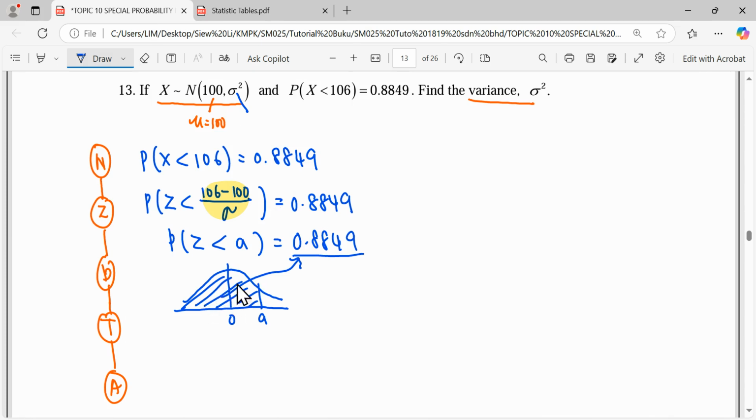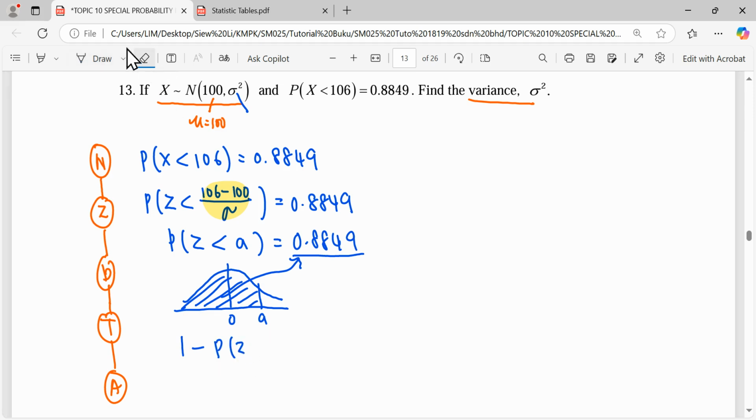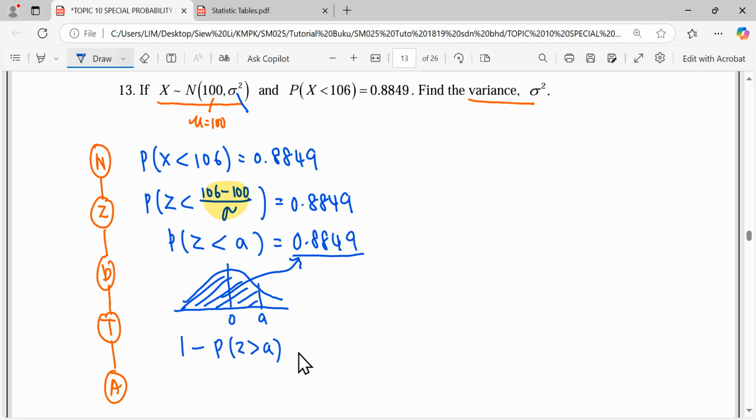So to get this figure of 0.8849 in this area, in the table it is 1, the whole probability, minus the tail of A. So the tail of A, which is Z greater than A, will be 1 minus 0.8849. I can find out the tail reading: the tail region will be 0.1151. Now we can read what z-score gives a tail of 0.1151.